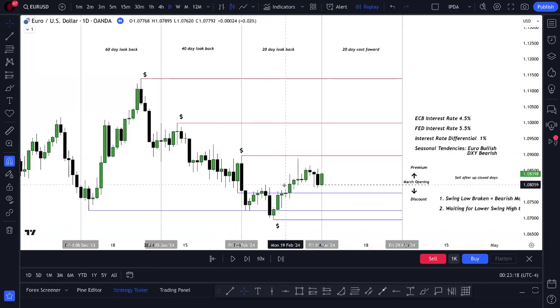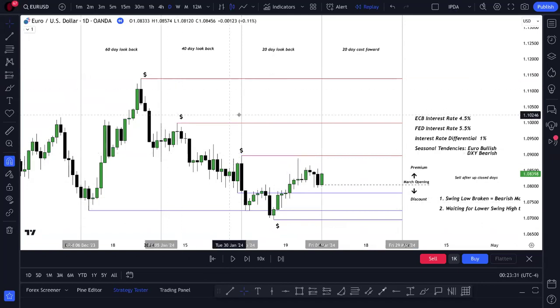This swing high is our 20-day look back high. It's also a swing high, so we mark it off. This is our swing low, so we mark it off within that quadrant. That's the lowest low and the highest high, so we mark it off. Same thing here. The highest high within this quadrant is here. The lowest low of that quadrant is here.